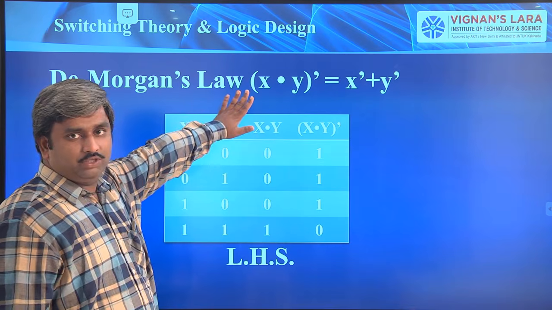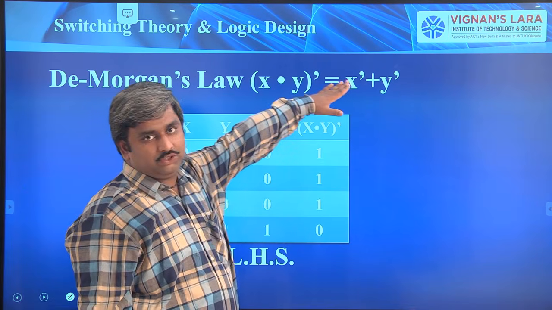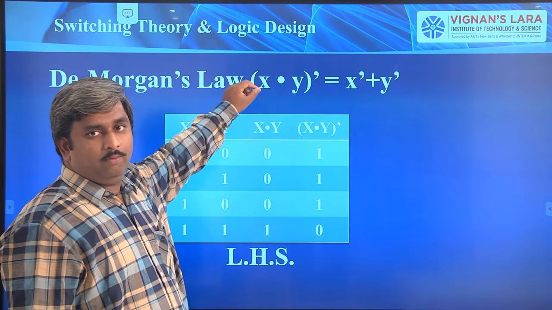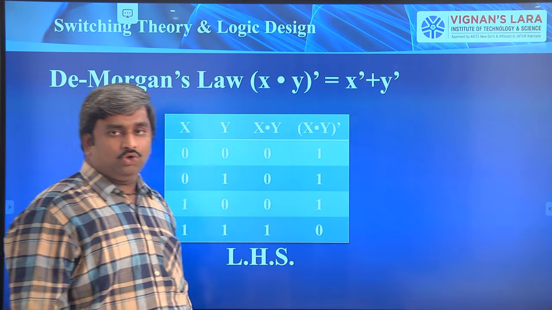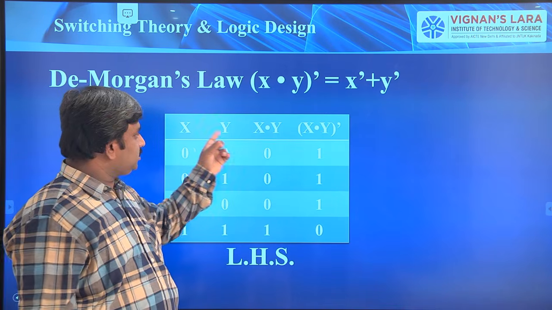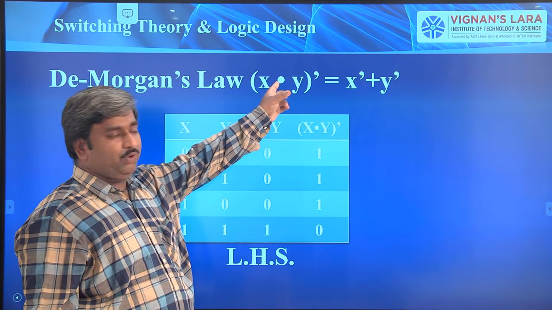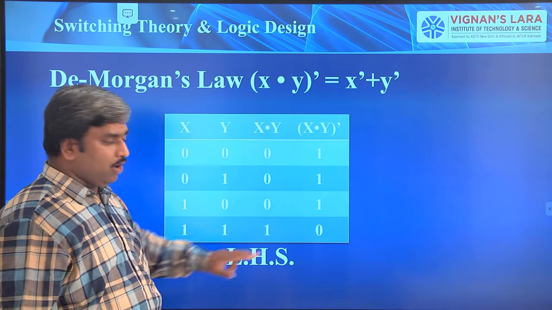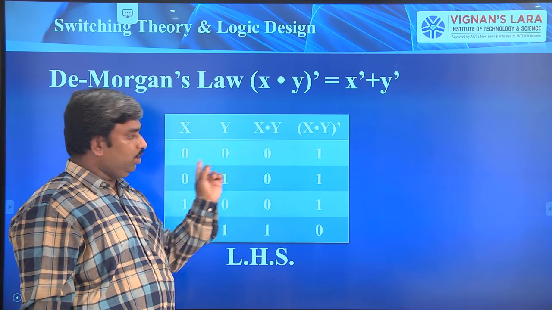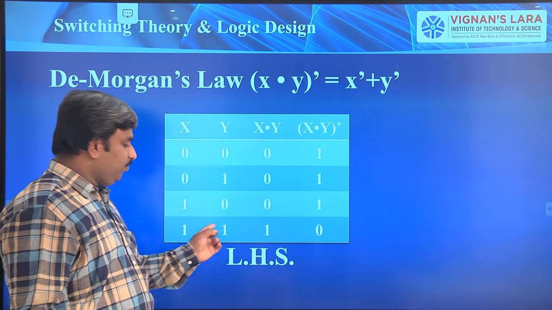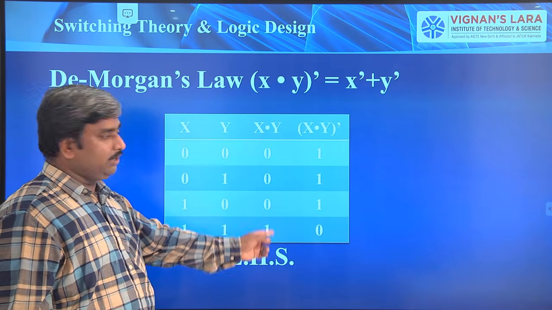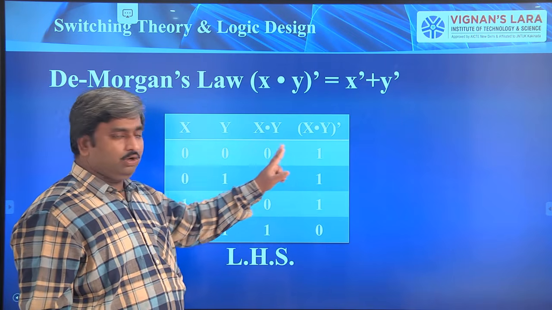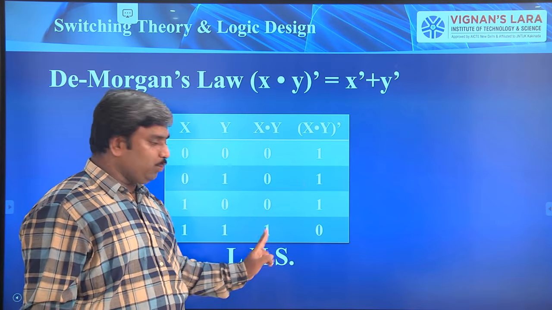In the same way, you have to do this operation also. X dot y whole bar is equal to x bar plus y bar. So you have to prove this one. First take x and y, then on the left side we have x dot y and whole bar. If any one of the inputs is equal to 0, then the output is equal to 0 for the AND gate. If both inputs are 1, the output is equal to 1. So this is the AND gate operation. Here, the reverse of the AND gate: 0 changes to 1, 0 changes to 1, 0 changes to 1, 1 changes to 0.